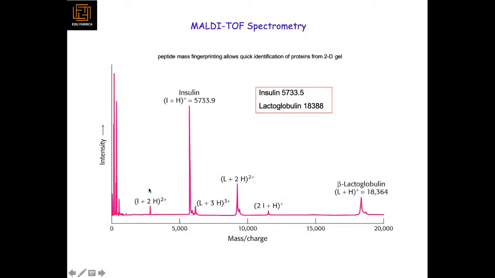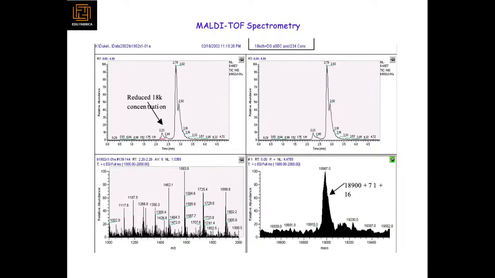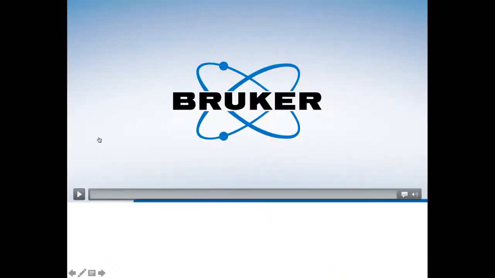So we see this kind of result in the MALDI-TOF with various ions present, like insulin and beta-lactoglobulin. For insulin, the intensity according to the mass-to-charge ratio seems to be 5733, whereas for beta-lactoglobulin it seems to be 18364. So MALDI-TOF spectrometry looks like this. Now let's check how MALDI-TOF spectrometry is done at a practical level.